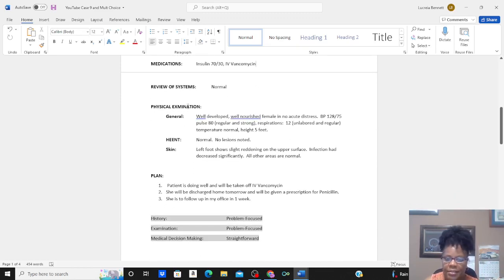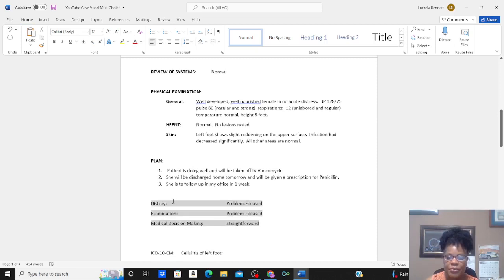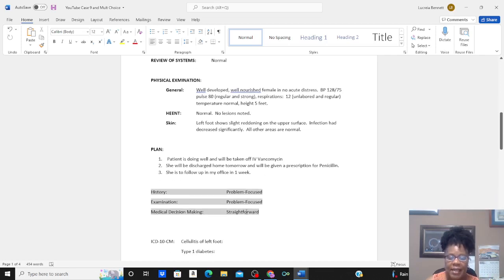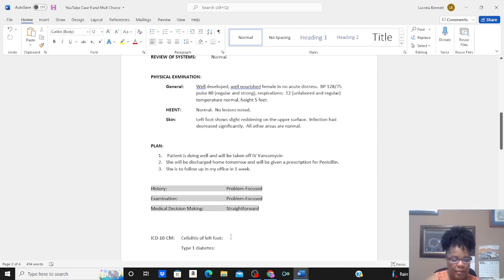Okay, going on, it gives you a little bit about the physical exam. But again, this history is problem focused, all about the problem. Exam is problem focused. Medical decision making is straightforward. It's all about the cellulitis of the foot. So if you code cellulitis of the foot, you get L03.116, identifying the left lower limb.